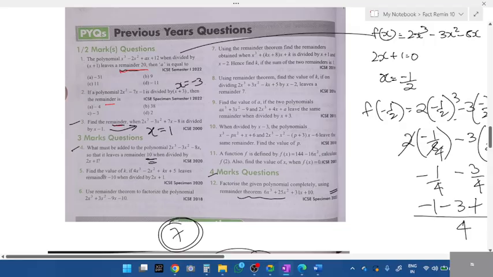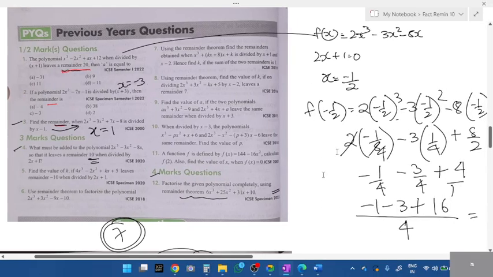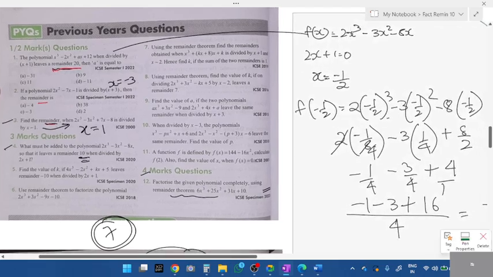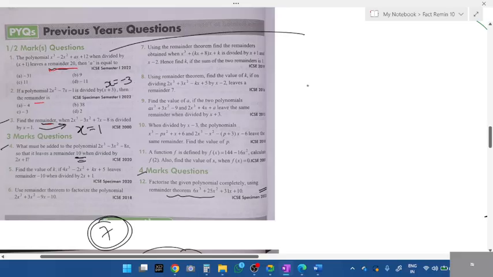Okay, next, 5th question. Find the value of k, leaves remainder 10. It's not a factor, it's a remainder theorem question, students. Right hand side is minus 10 when divided. I'll just show that when remainder is given, it's a remainder theorem. We can't take remainder 0.